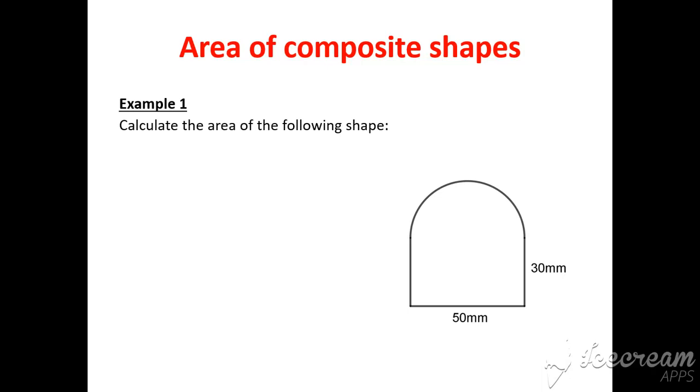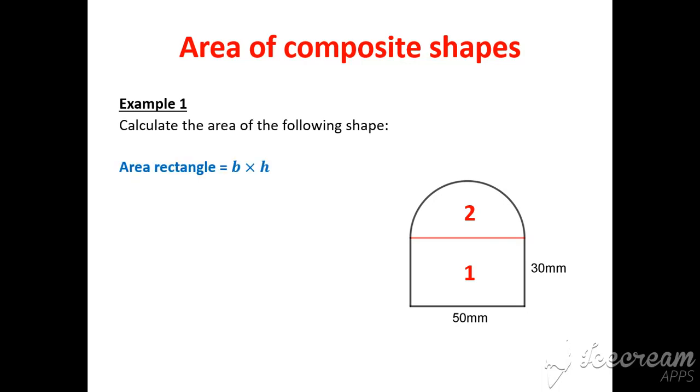We're going to calculate the area of this funny shape. It possibly looks like a door maybe, although it's in millimeters, a bit small. All right, so we're going to break it up by putting a line across here and break it up into shape 1, which is a rectangle, and shape 2, which is half of a circle. Half of a circle is called a semicircle.